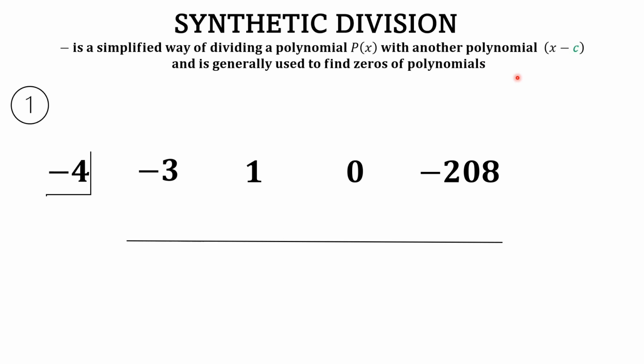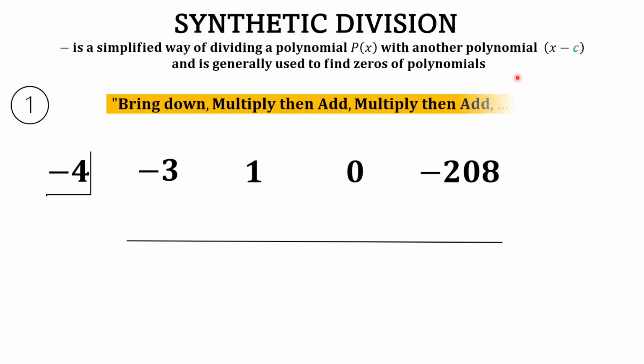Synthetic division is a simplified way of dividing a polynomial P of x by another polynomial x minus c, and is generally used to find zeros of polynomials. Just remember this phrase: bring down, multiply, then add, and so on. Okay, let's do it. Negative 4 is the divisor.